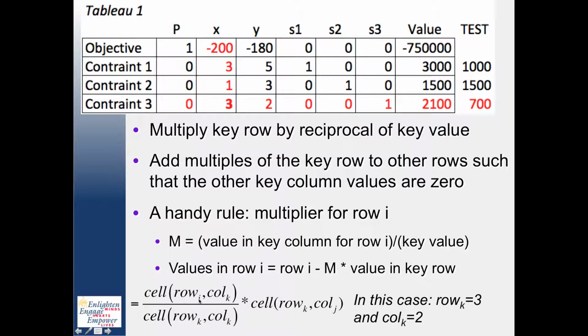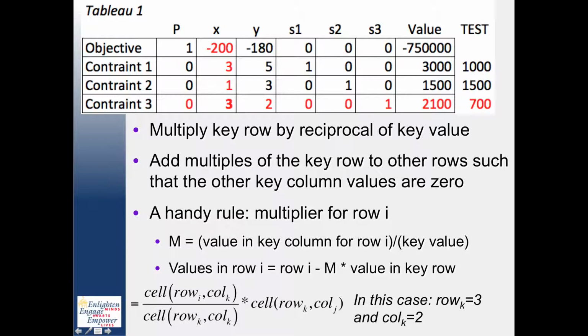So for example, the multiplier is the value in the key column for any given row divided by the key value. So this m for this one would be minus 200 over 3. For this one, it would be 3 over 3. And for this one, it would be 1 over 3. Those are the m values, the multiplier values.